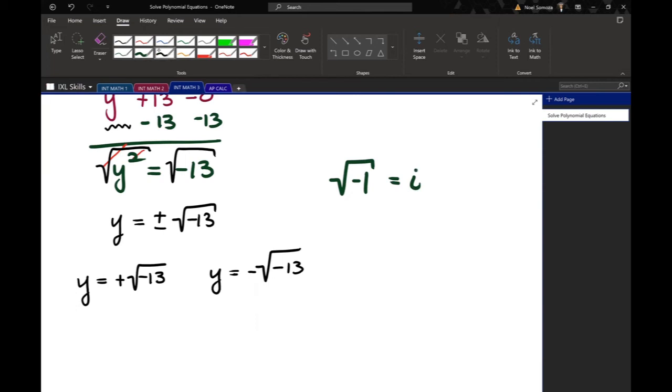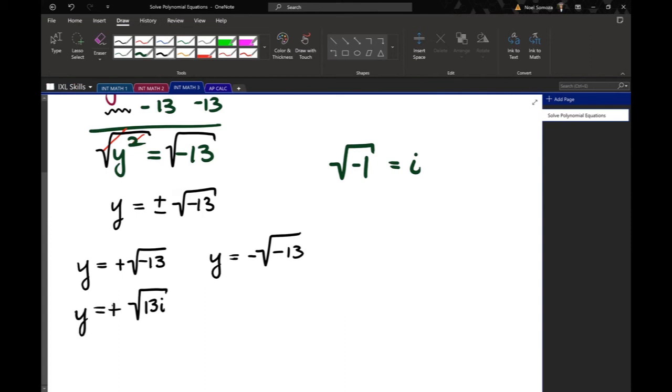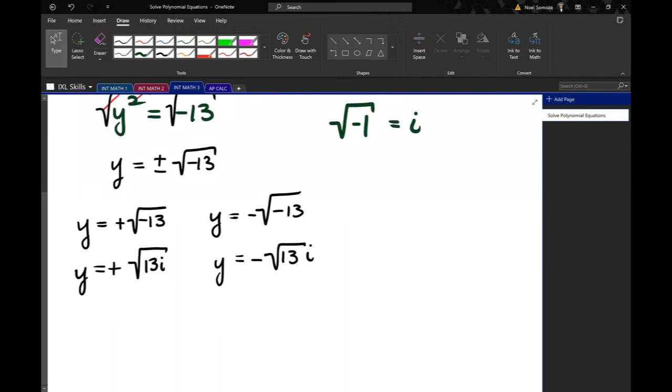So we're going to apply what we know and turn the square root of negative 13 into the square root of 13 times i. So this is y equal to the positive square root of 13 i, and y is equal to the negative square root of 13 i. These would be our 2 solutions.